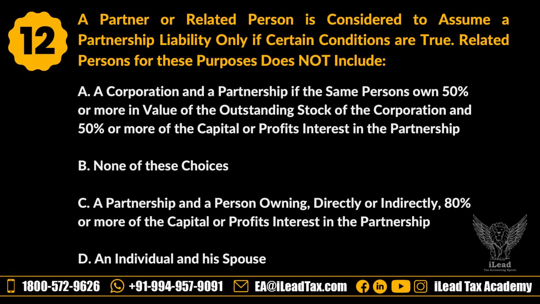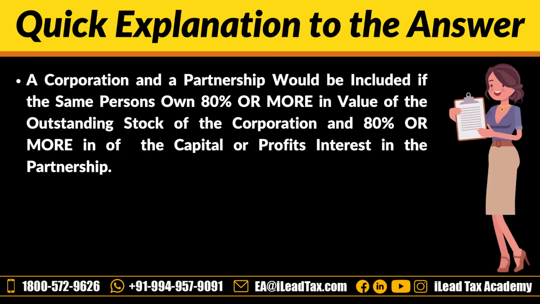So A is a related party, and C, if a person owns 80% or more of the capital or profit interest in a partnership, that person is considered related, and the assumption of partnership liability would be subject to certain rules. And option D, spouses are considered related parties for the purpose of determining the assumption of partnership liability. So, transfer of liabilities between spouses may be subject to special rules. So, A, C, D are related parties.